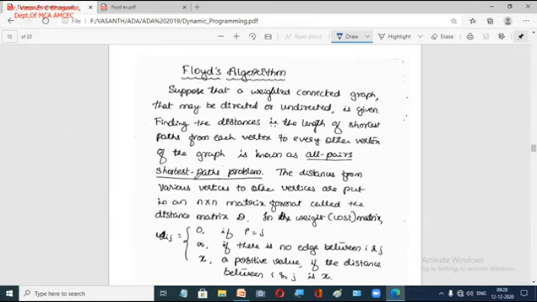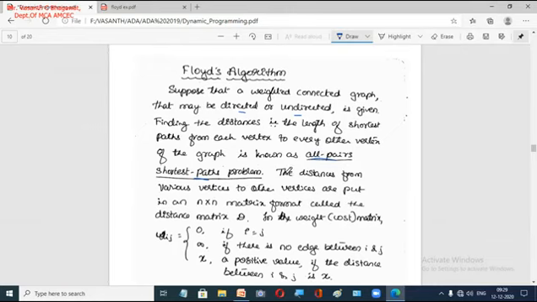Find the all pair shortest path problem. Suppose that a weighted graph is given. We are given a weighted graph, which may be directed or undirected. Now we are supposed to find the distance, that is the length of the shortest path from each vertex to every other vertex of our graph. So you are finding the shortest path from each vertex to all the other remaining vertices of the graph. We call it the all pair shortest path problem.